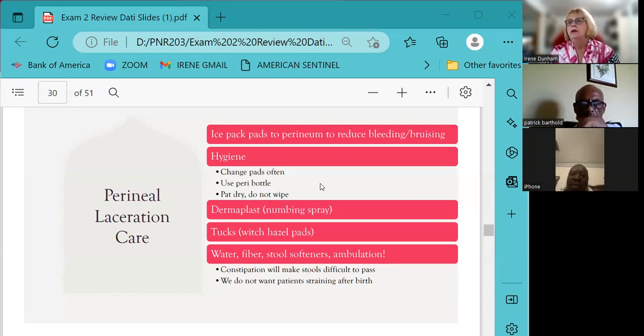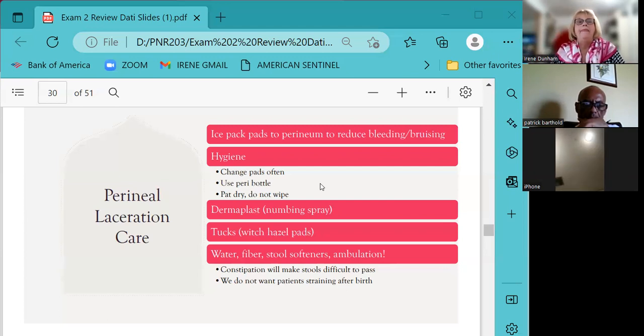Hygiene. I'm going to go over hygiene, make sure she keeps very clean. She's got to change her peri pads a lot. Use the peri bottle every time a patient urinates or has a bowel movement. We don't wipe. We use the peri bottle, squirt it, keep everything clean, and just take a little tissue and pat dry. And we go from the front to the back and then get rid of it. And then take another one, front to back. We don't go any other way.